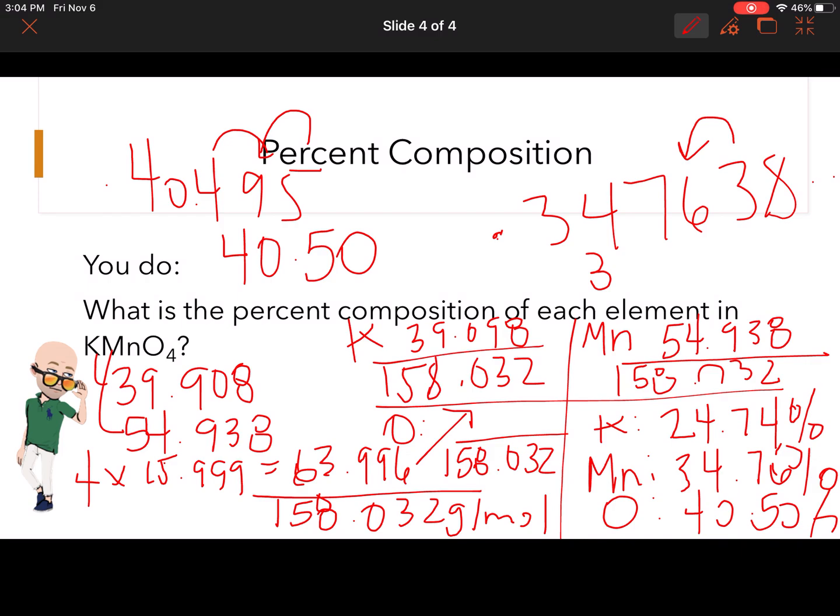Let's add them up for funsies to make sure it works. 24.74 plus 34.76 plus 40.5, and I get 100 on the dot again.